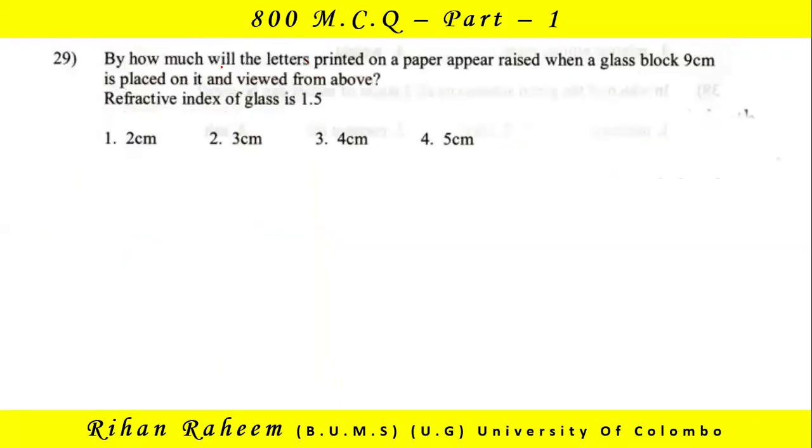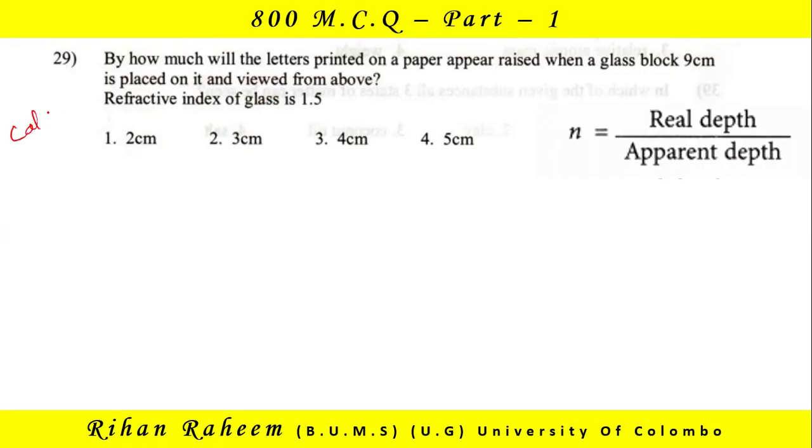29. By how much will the letter printed on a paper appear raised when a glass block of 9 centimeter is placed on it and viewed from above? Refractive index of glass is 1.5. Children, this calculation is removed from your syllabus. But this concept is there.